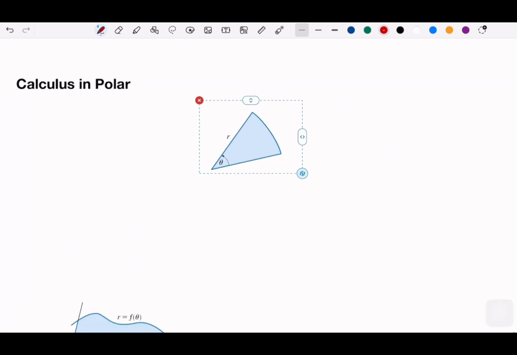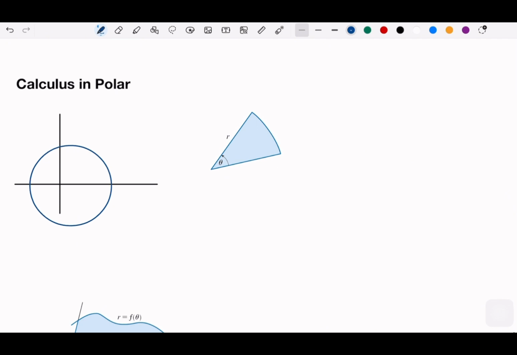what I would like to start with is this: most likely if we have a curve in polar, maybe if we take an example like a circle like this, and then we slice the circle, for example this one here, having some angle here, and if we imagine this as a pizza, then we could find the area. Okay, the area of the sector.